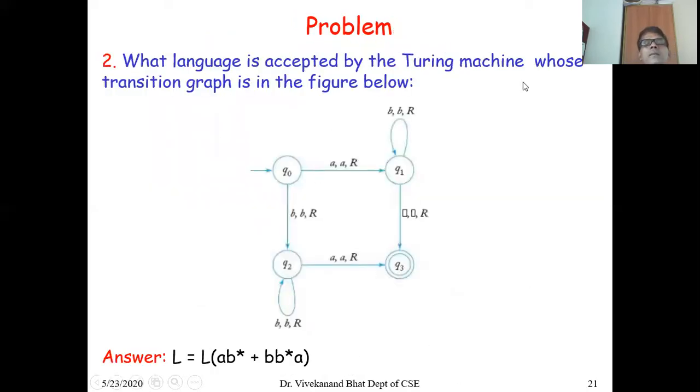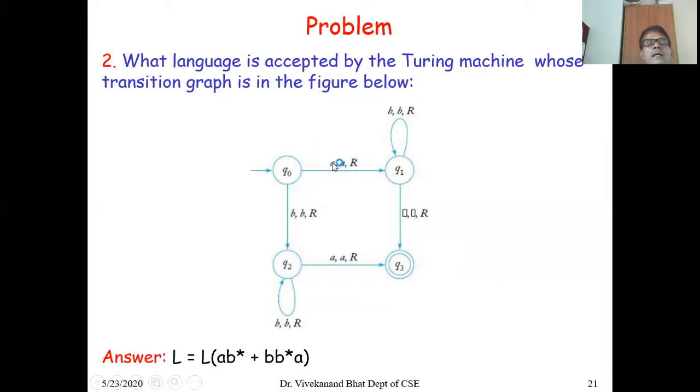So what is the language accepted by the Turing machine whose transition graph is given below? This is very easy to write, just like if you remember how to write a regular expression for a DFA. In a DFA, you have only one symbol for the edge between states. Here we have three symbols for an edge between states. The first symbol is the input, the read symbol, the second symbol is the write symbol, and R is the move, right or left.